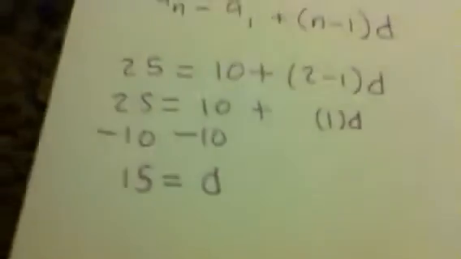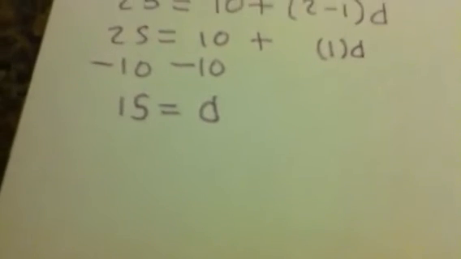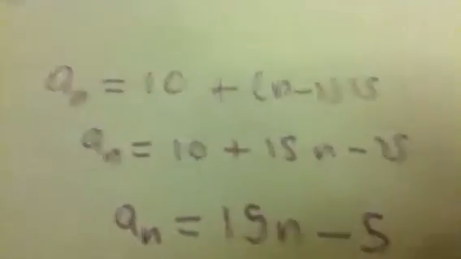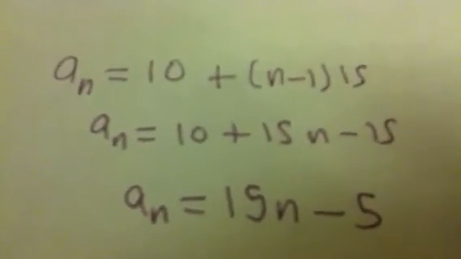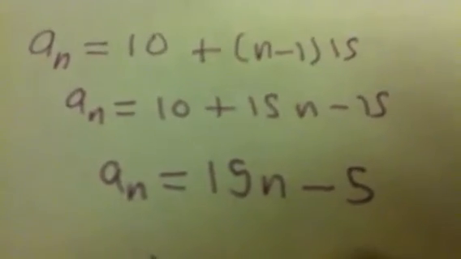Now that we have our common difference, we want to find the general term. That way we can find how many feet at any time the penny will drop. So we're going to use the same formula and plug in what we have now and keep n as our variable. So a sub n equals 10 plus n minus 1 times 15, and that becomes 10 plus 15n minus 15, which is a sub n equals 15n minus 5.